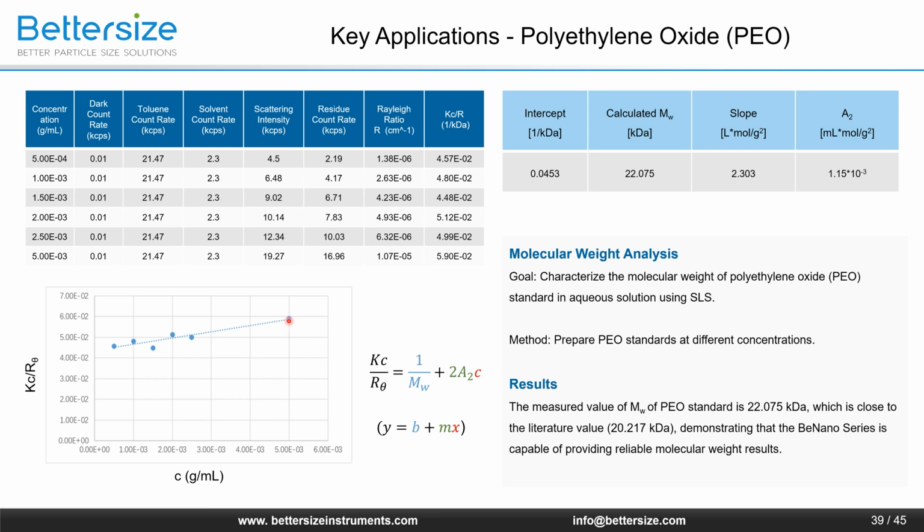The slope of the linear regression equation is used to calculate the second virial coefficient, A2, while the extrapolation of the linear regression to zero concentration gives the reciprocal of molecular weight. The deviation between the measured value and the literature value is around 10%. The results endorse the ability of the BeNano for characterizing molecular weight.